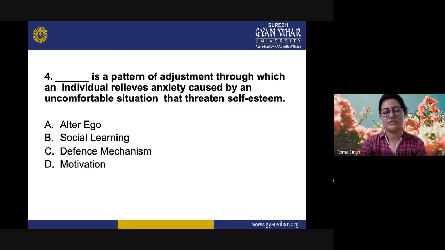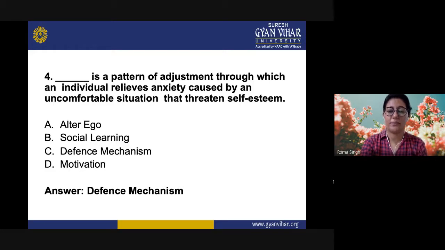Question number 4 is dash is a pattern of adjustment through which an individual relieves anxiety caused by an uncomfortable situation that threatens self-esteem. Options are alter ego, social learning, defense mechanism, or motivation. So the correct answer is defense mechanism, which is a pattern of adjustment where we want to relieve ourselves from any kind of tension or anxiety, any kind of uncomfortable situation which is threatening our self-esteem.